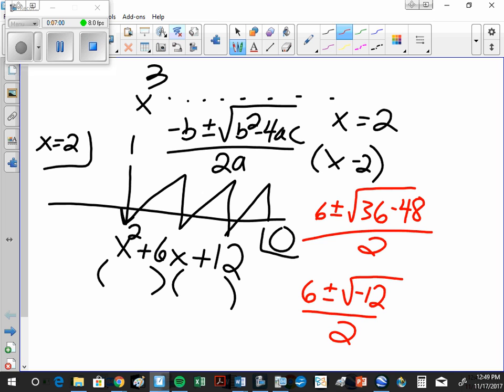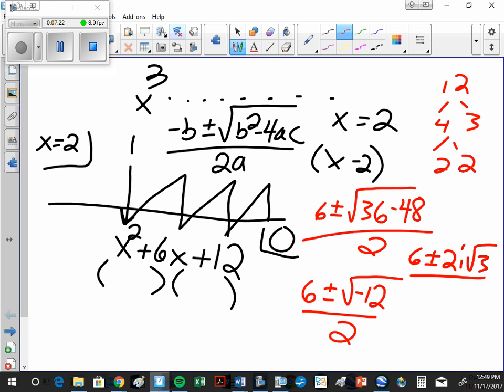So the negative is going to come out and be an I. What about the 12? 2 root 3. Does everybody understand that? I went really fast. You good? Reagan? Okay. So 6 plus or minus 2I root 3 over 2.